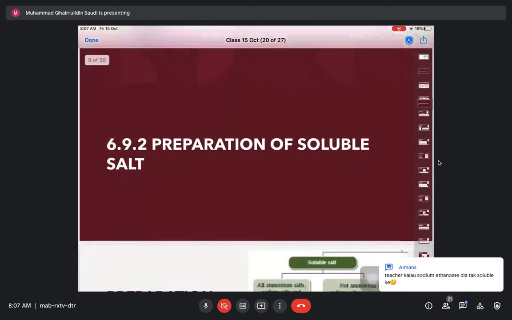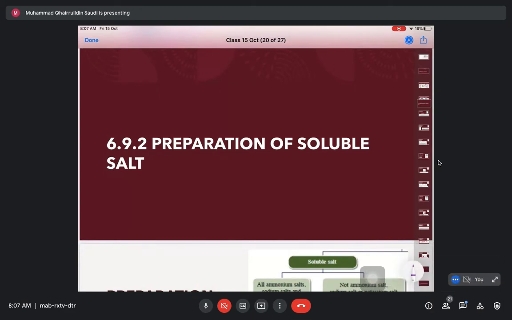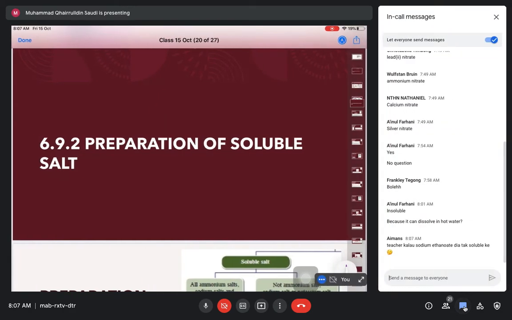So, we are going to preparation of soluble salt. Teacher, kalau sodium ethanoate dia tak soluble ke? Sodium ethanoate. Ethanoate salt sebenarnya awak tak perlu classify ethanoate salt. Tapi selalunya, all sodium salt are soluble. So, sepatutnya sodium ethanoate tu soluble lah. Kalau belakang dia awak tak tahu, tapi depan dia adalah sodium, ammonium or potassium, they are all soluble.